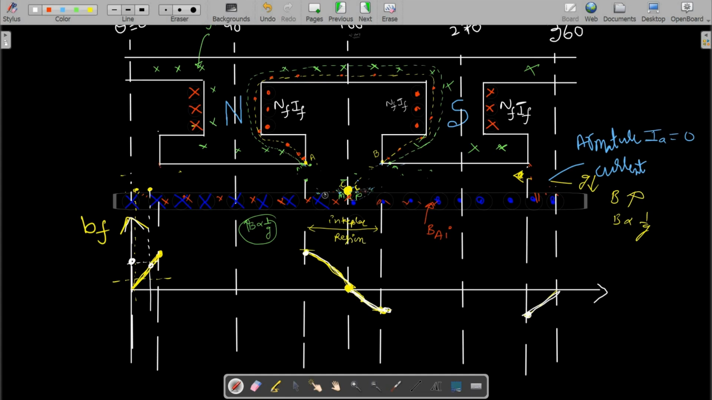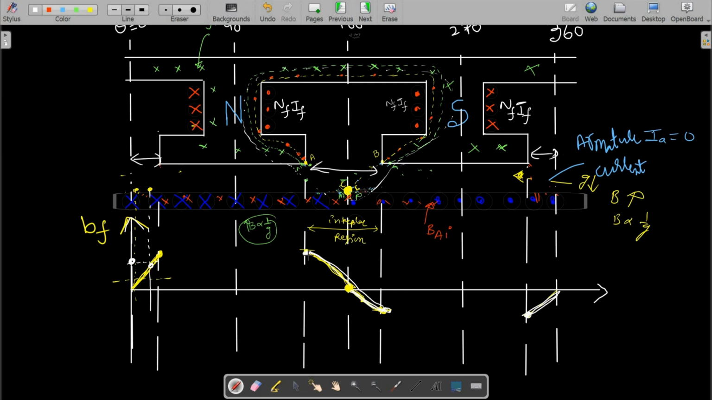If we take as many flux lines like this, repeating this process continuously and everywhere, this is how the BF wave is obtained in the interpolar region. Why have I said interpolar region? Here the pole area is not there, and here also the pole area is not there, and here also there is no pole area. That's why I have said it is an interpolar region.